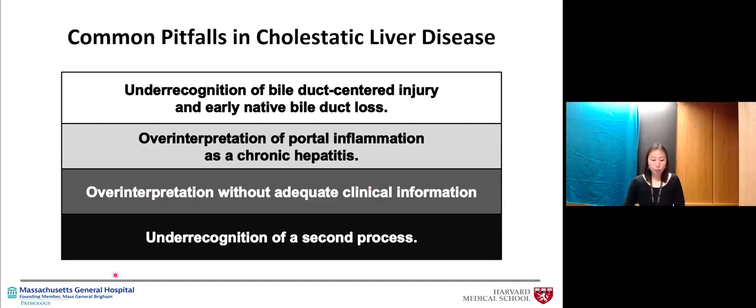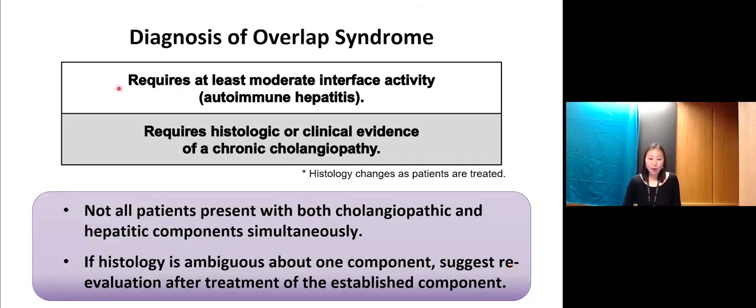I want to spend one more slide talking about under-recognition of a second process, because of course I can't talk about cholangiopathies without at least mentioning overlap syndrome. I don't have time to go over the details of the diagnosis of overlap syndrome, but suffice to say that it requires at least a moderate interface activity of autoimmune hepatitis, as well as histologic or clinical evidence of a chronic cholangiopathy. As pathologists, it's important to remember that not all patients present with both components simultaneously.